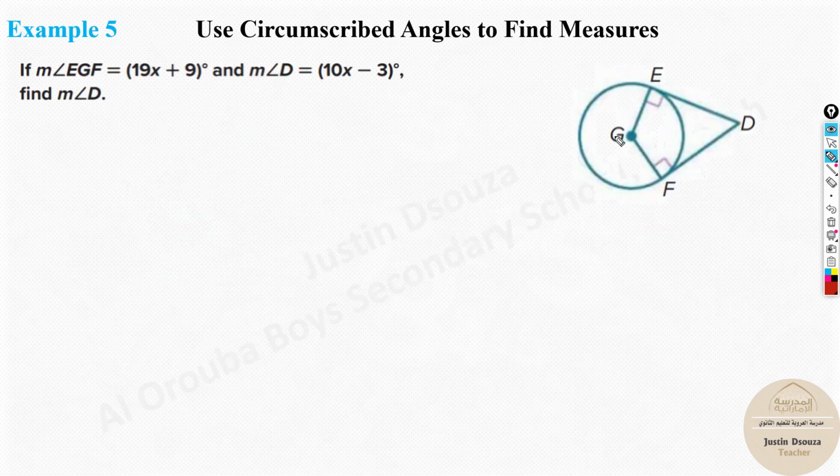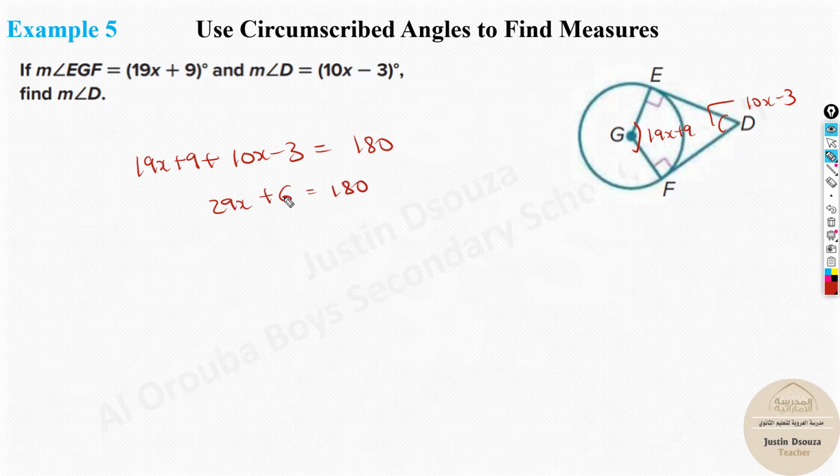Here the angle EGF, that is this angle G, is given to be 19x plus 9, and this angle D is given to be 10x minus 3. We need to solve for the measure of angle D. We know these both are supplementary, in the sense that when we add them up, 19x plus 9 and 10x minus 3, they must be equal to 180. So solving it, it'll be 29x plus 6 is equal to 180. You can take this 6 to the other side. It'll be 29x equals 180 minus 6. That will be 174. Now 29 three times.